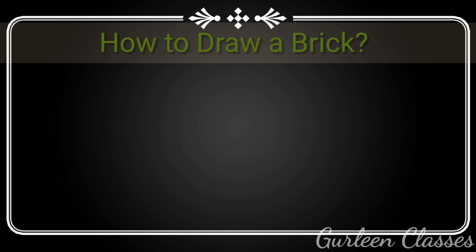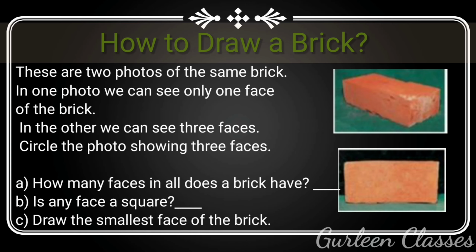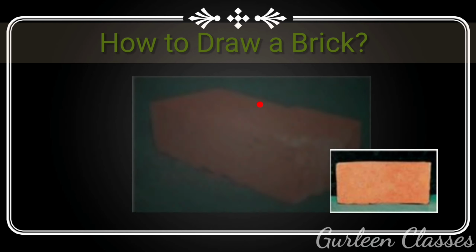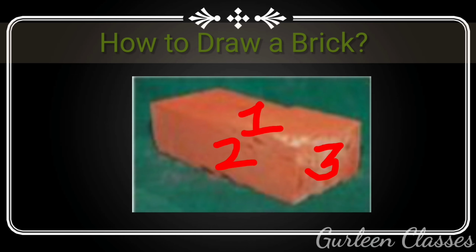So next topic, how to draw a brick. So this topic is in your NCERT book, page number 4. So these are the two photos of the same brick. In one photo, we can see only one face of the brick. So I have written here 1. So in the other, we can see 3 faces. So in this brick, I have shown you 3 faces, 1, 2 and 3.